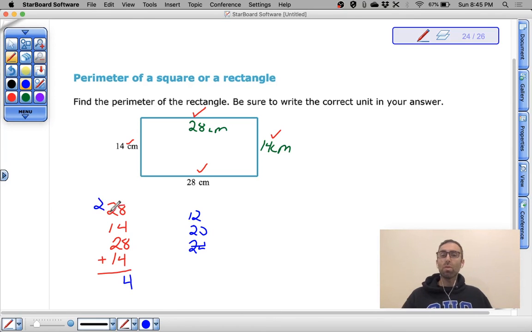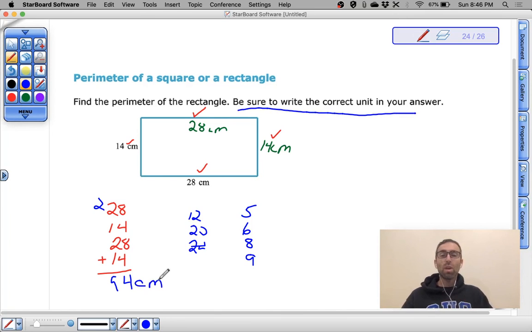2 plus 2, I get an answer of 4. 4 plus 1 is 5. 5 plus 2, I have an answer of 7. Actually, as written, the steps add up to 9, so I can bring that 9 over here. So 94, and it says be sure to write the correct unit in your answer. I'm working with centimeters, so this is going to be 94 centimeters.